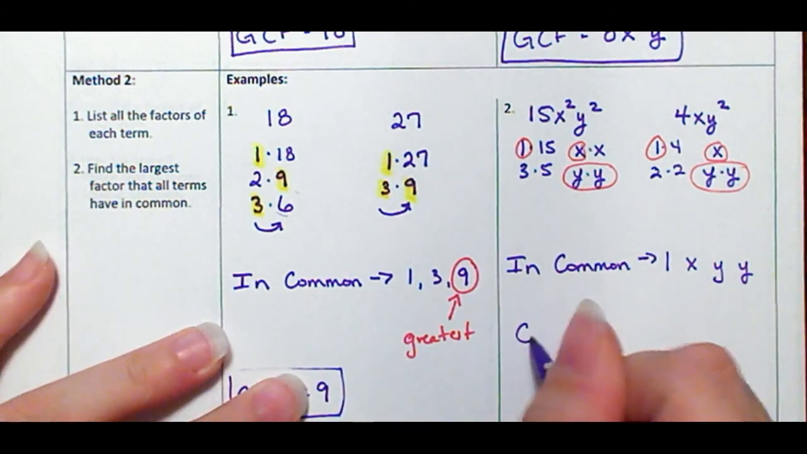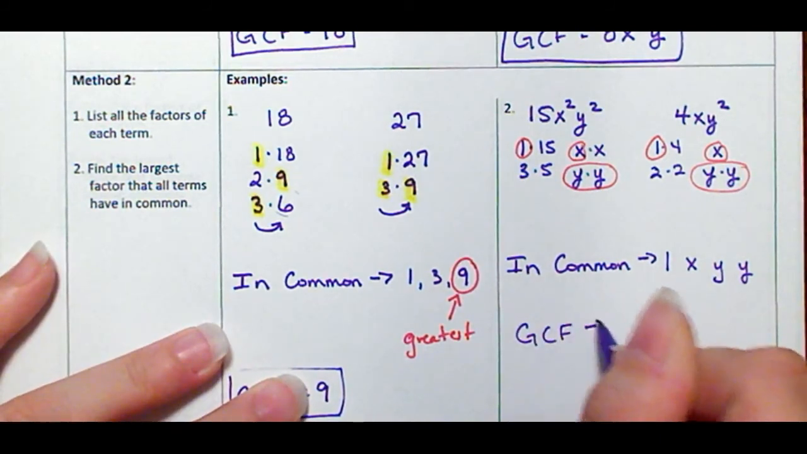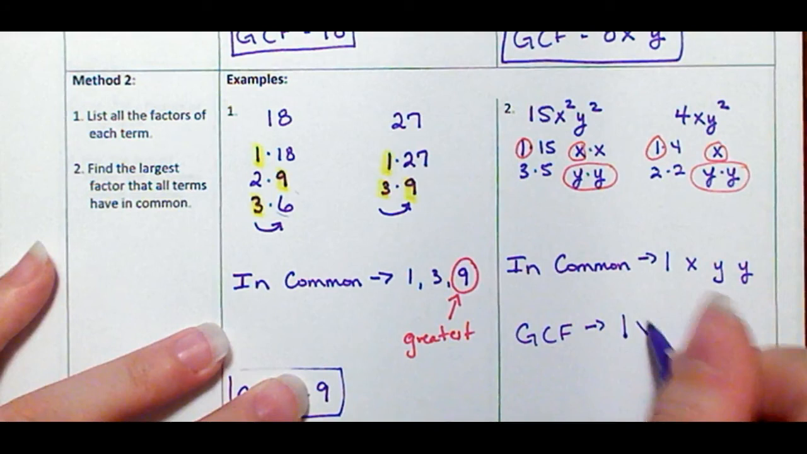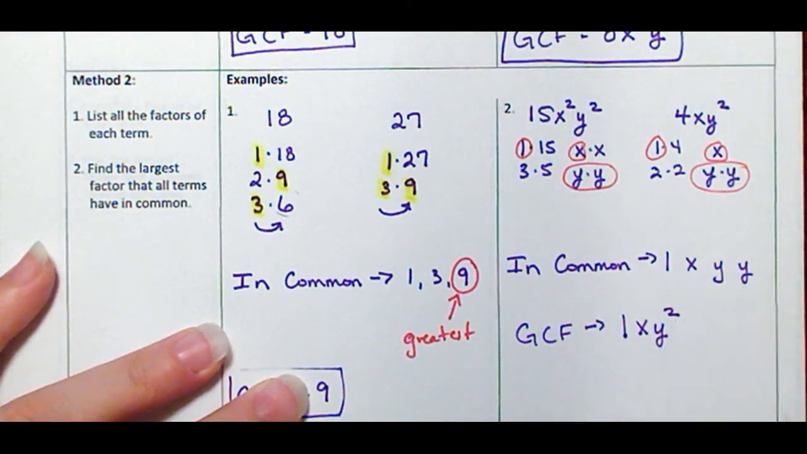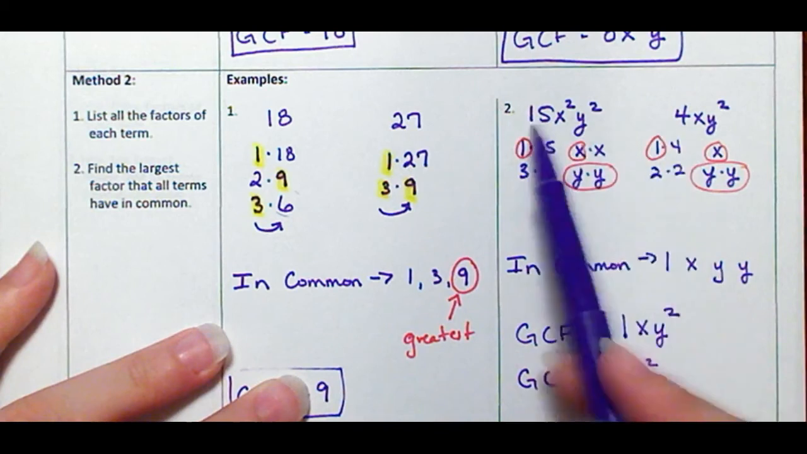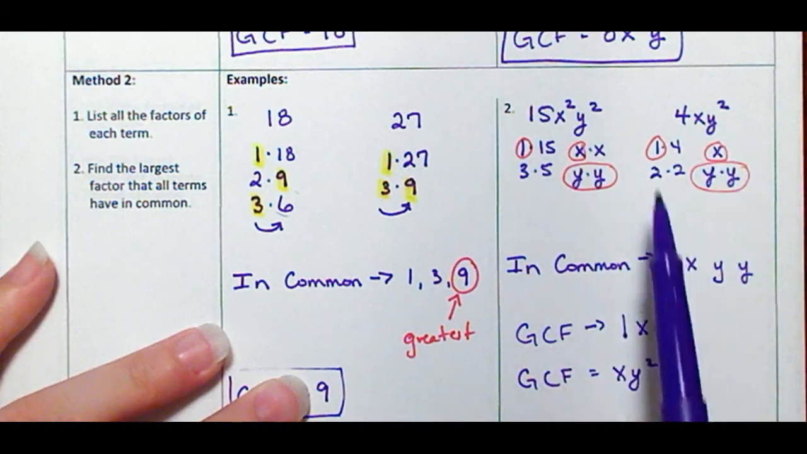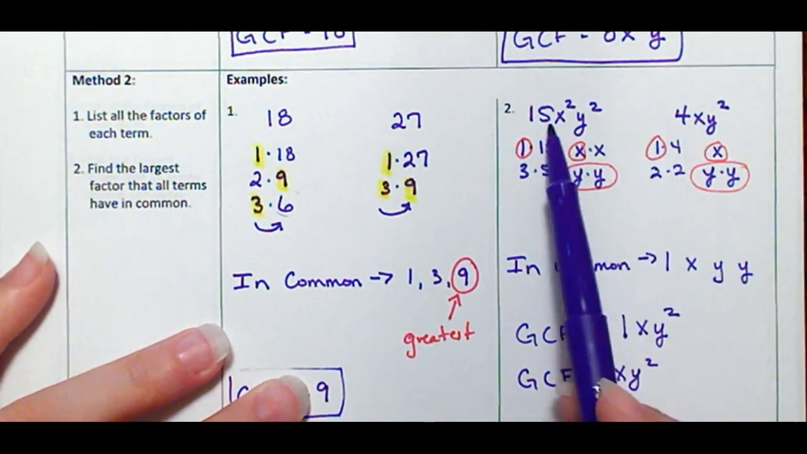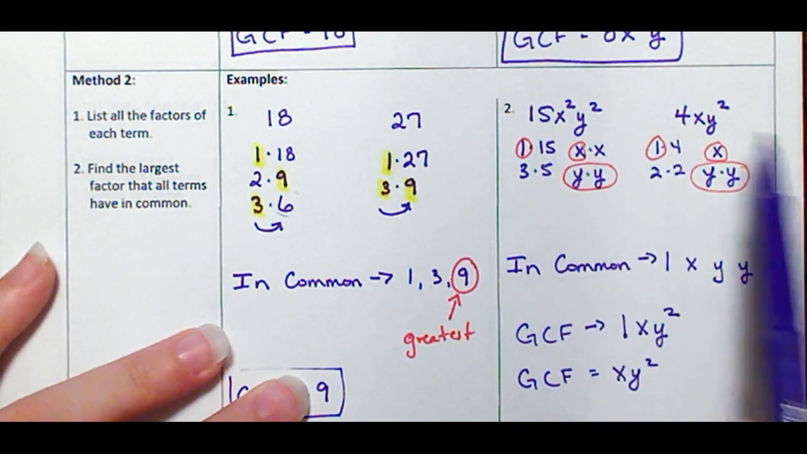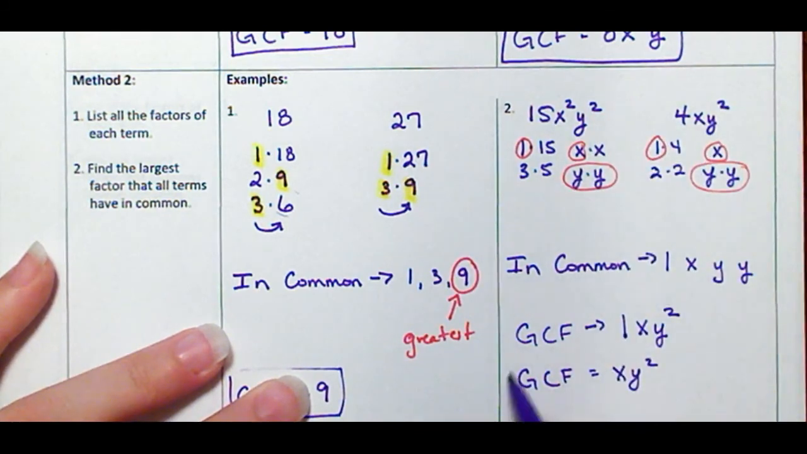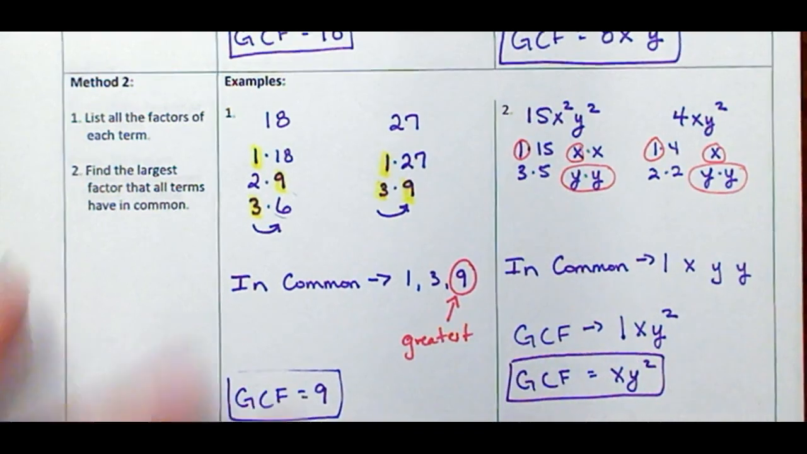So that means our greatest common factor is going to be 1 x, y squared, or more commonly just said, xy squared. We leave the 1 off. So these don't have anything in common other than 1, but the variables do. And notice we were able to take 1 x from both of them, and 2 y's from both of them. So this is the greatest common factor.